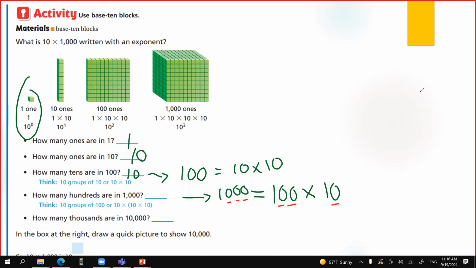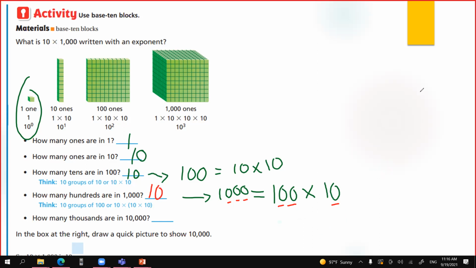So 1000 is 100 times 10. So I can say it's 10 groups of 100. So how many hundreds are in 1000? We have 10 groups of 100. So how many groups of 100? 10.